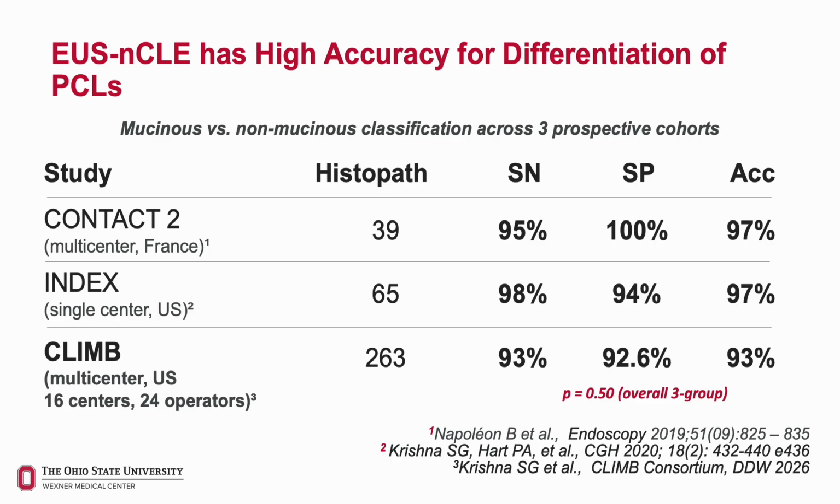So how does this compare to prior studies? We had a prior CONTACT study and INDEX study with a smaller patient population. And here we have nearly 5 to 7 times the patient population, and we have 16 US centers with multiple endosonographers. Overall, there was no statistical difference, and the accuracy dipped a little bit, which was expected. But still, I think it continues to be high.